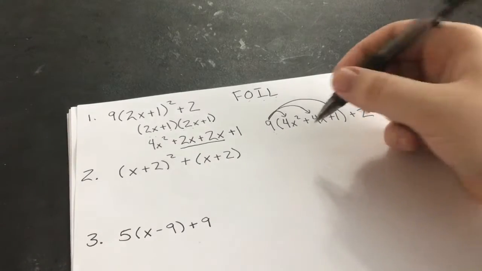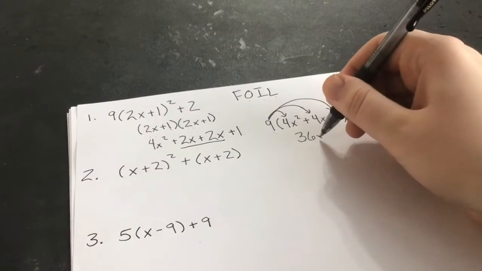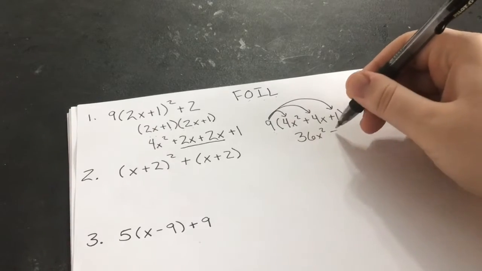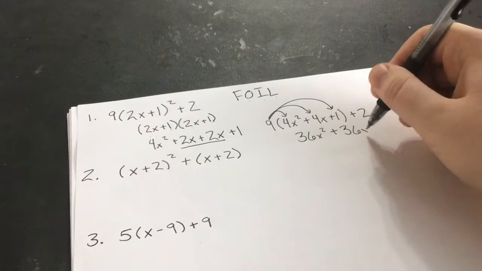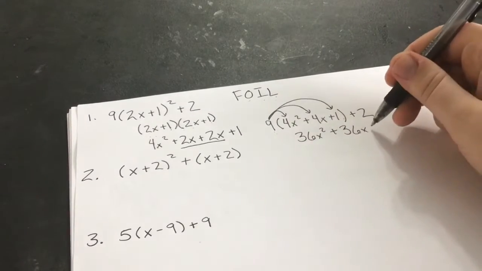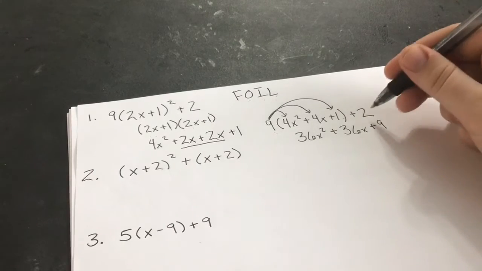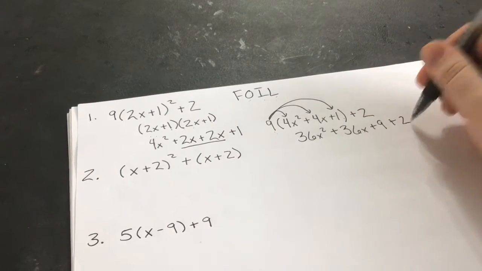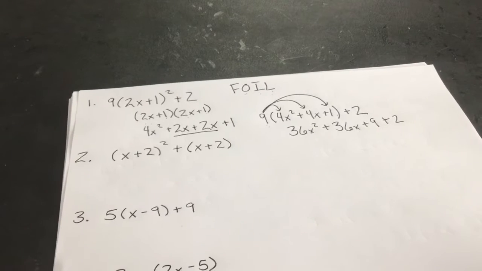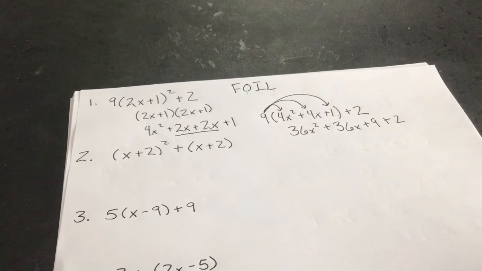9 times 4x squared is going to give us 36x squared. 9 times 4x will give us 36x. And 9 times 1 will give us 9. And then we still have this plus 2 hanging out at the end. So we've dealt with all of our multiplication. We don't have any division to deal with. So we can take that final step and deal with addition and subtraction.